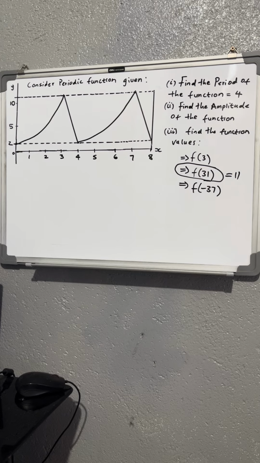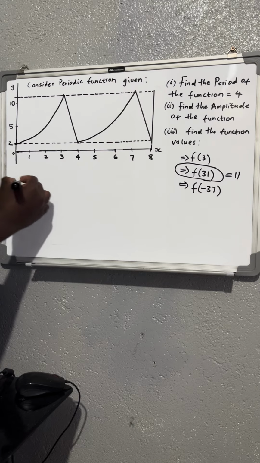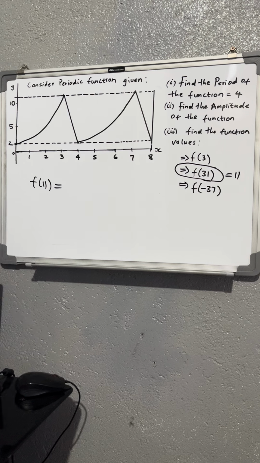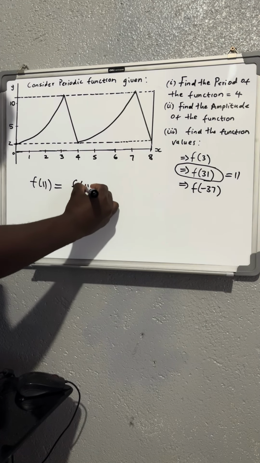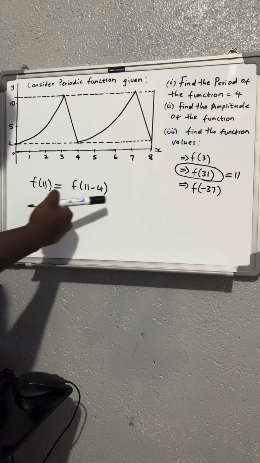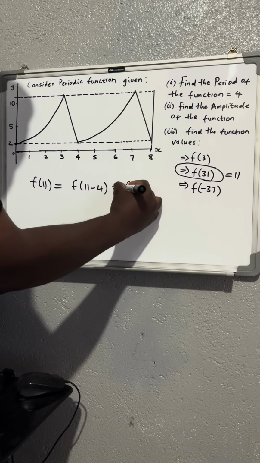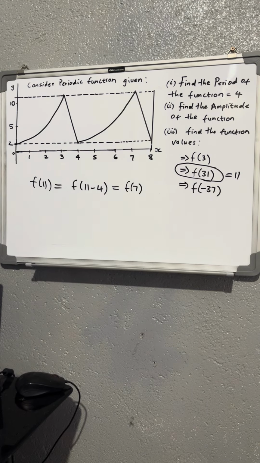You see? So for instance, if you were given a number like your f of 11, it's somewhere there. So now you will see, okay, how you would work this one, which is basically f of your 11 minus 4 for your period. Then this would be the same as having that f of 7. Then you can read it.